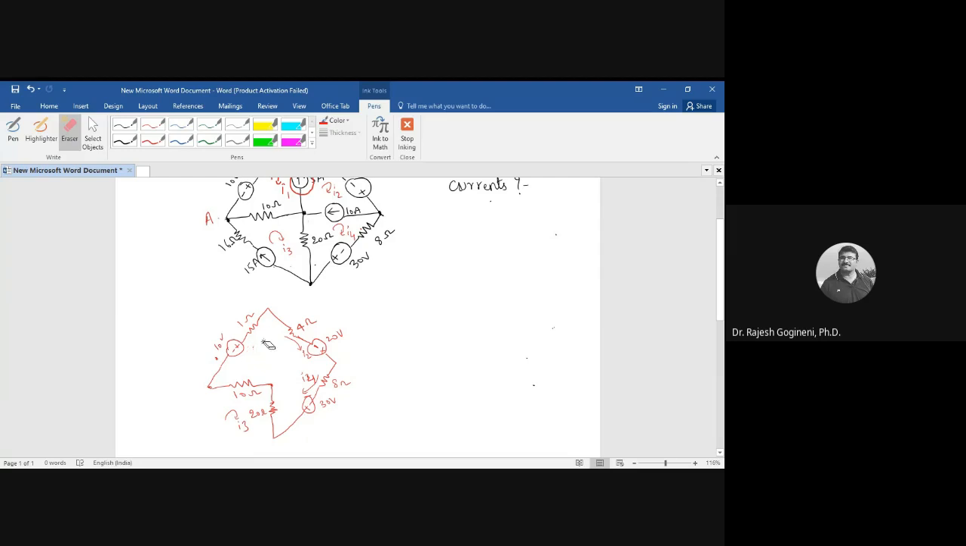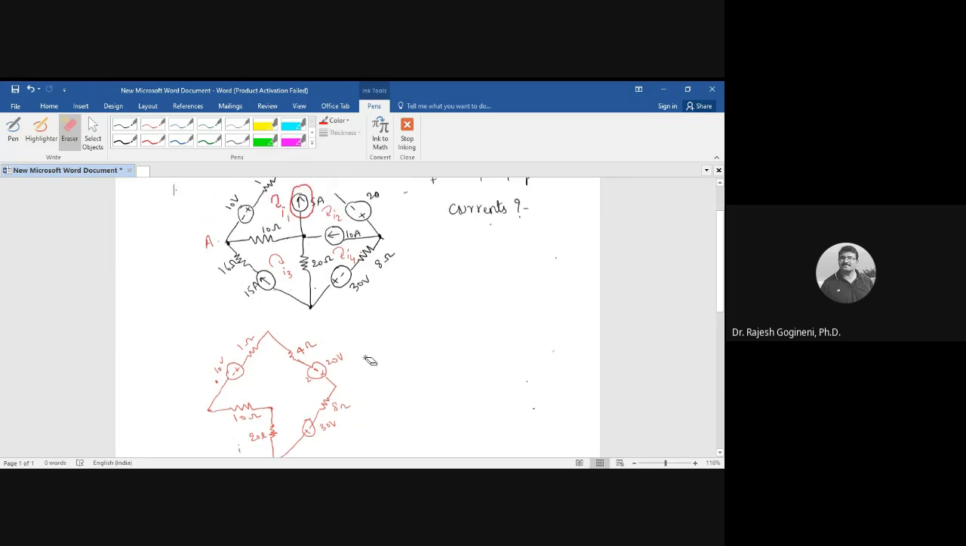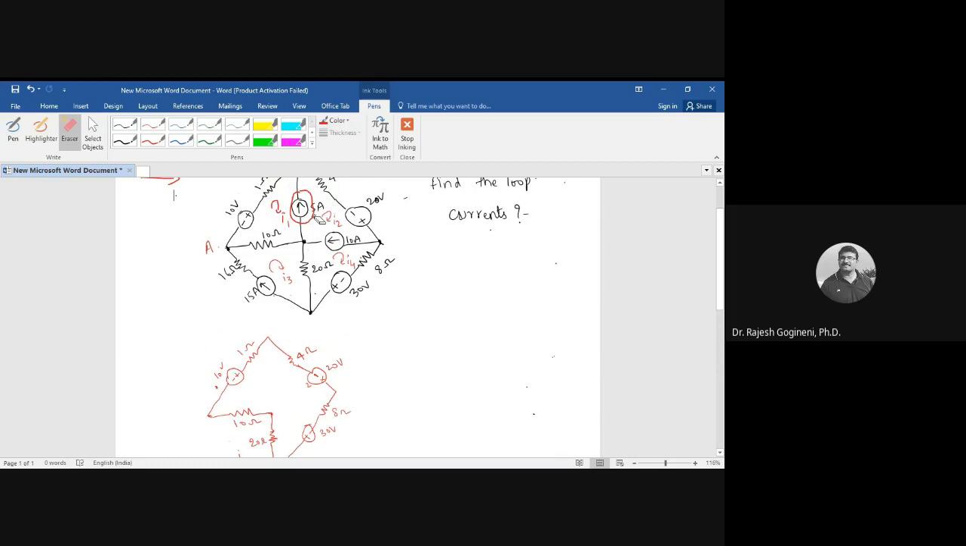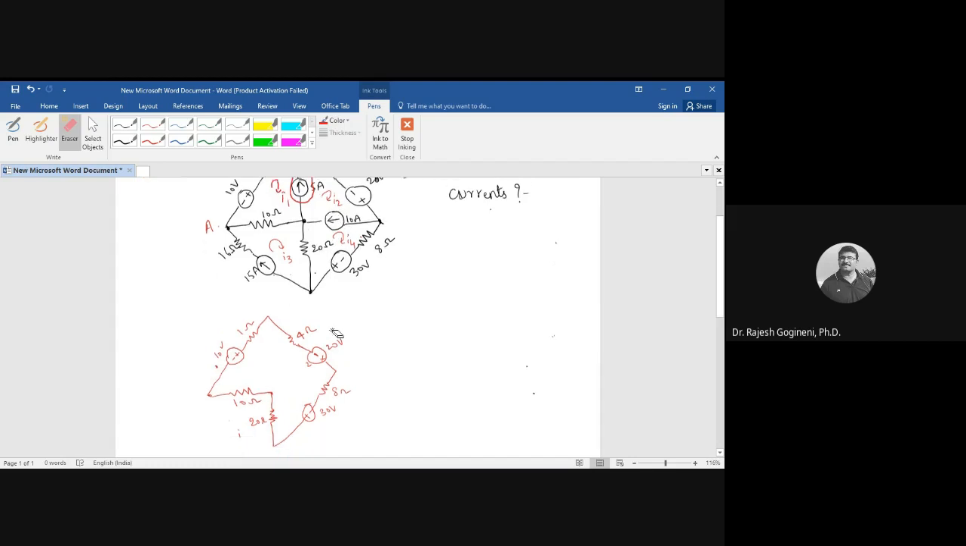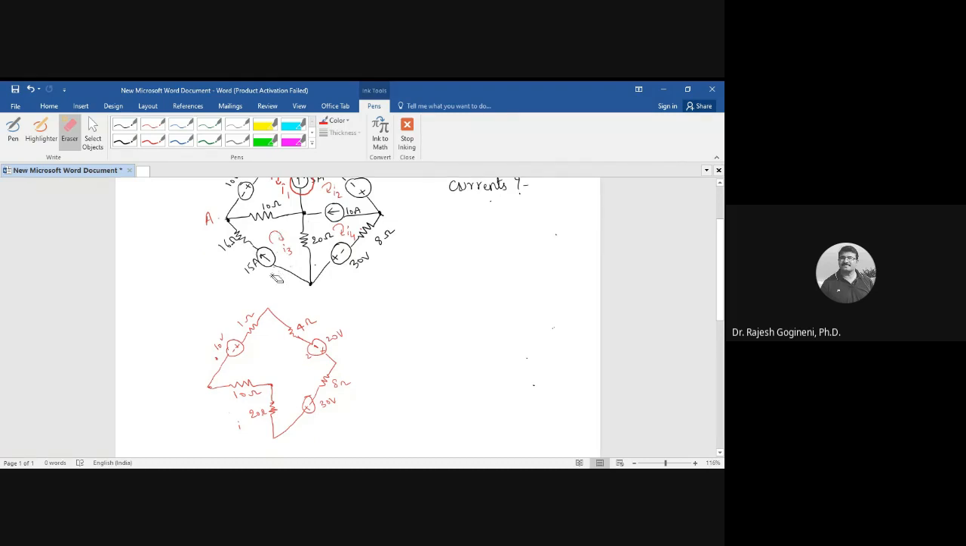Because super meshes are formed between loop 1 and loop 2, combine these 2 loops, as well as second and fourth can be combined. The outermost is 15 amperes, where the current is flowing in the outer loop. So this is also neglected, right? So now how many KVLs are required? Only one is enough, right? One KVL equation is enough. Yes or no?